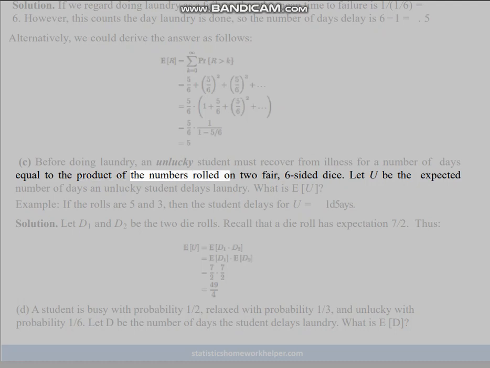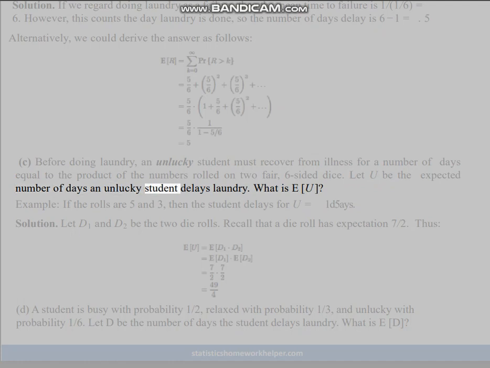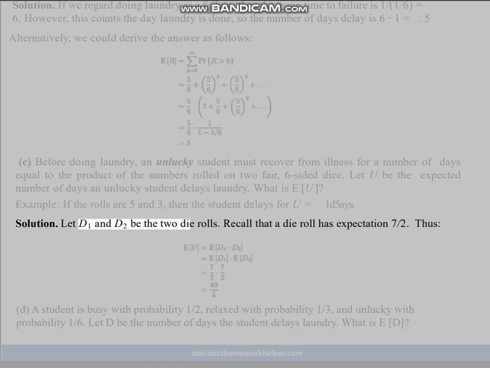Equal to the product of the numbers rolled on 2 fair, 6-sided dice. Let U be the expected number of days an unlucky student delays laundry. What is E[U]? Example: if the rolls are 5 and 3, then the student delays for U = 15 days. Solution. Let D1 and D2 be the 2 die rolls. Recall that a die roll has expectation 7/2.